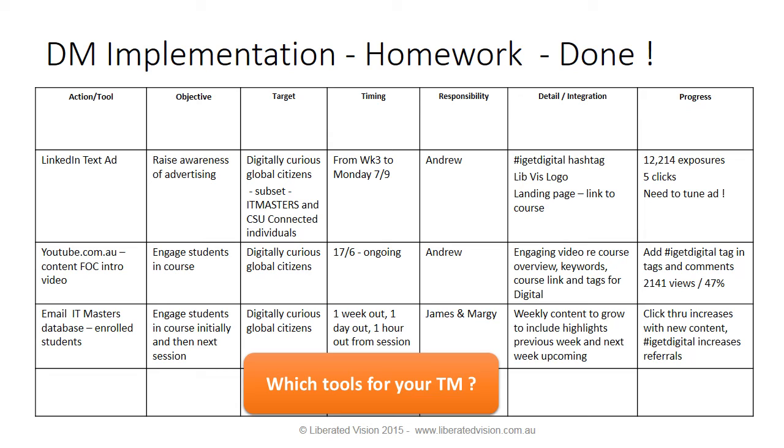I was responsible for it because I'm Andrew, and in terms of detail and integration, we used the igetdigital hashtag, which had performed really well around a number of issues associated with digital marketing, and you can have a Google search for that and see what's going on. We included my business's logo, and we had a link to the course landing page. So we had all those things done, and progress was we finished it, it did the exposures, it got clicked, and because it got so few clicks, it needed to tune the ad, and so the audience was probably either already aware and not going to be able to respond to that, or the call to action was incorrect for that particular group of people as well.